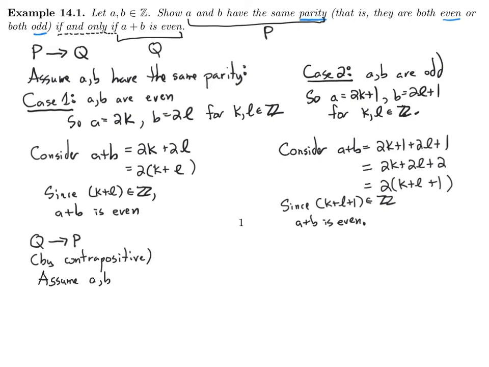that A and B, well, if P is false, if they don't have the same parity, we'll say that. Assume that A and B do not have the same parity. And what does that mean? Well, if they don't have the same parity, it means that one is odd and one is even. Now, you might think, let's do two cases. The first one where A is odd and B is even, and the second one where A is even and B is odd.